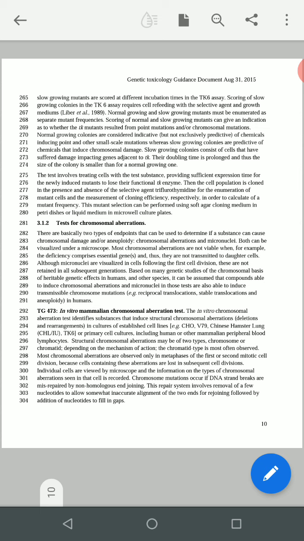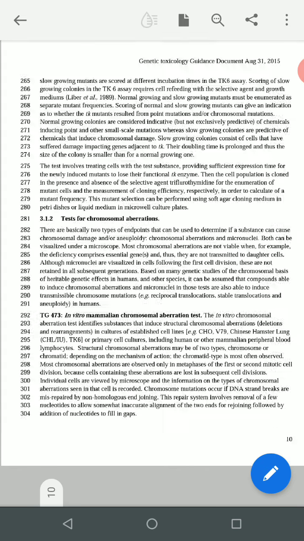Coming to the test for chromosomal aberrations. If chromosomes are damaged by our test chemical or our new chemical entity, to check whether our test chemical or new chemical entity can damage the chromosomes or not, we need to use a test. The test is called the chromosomal aberration test.